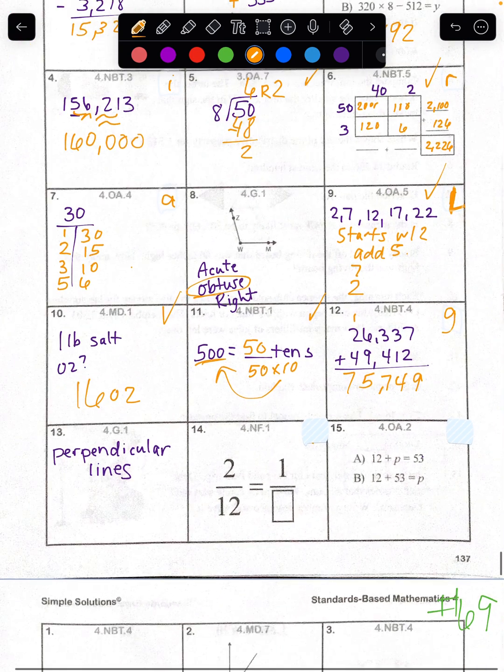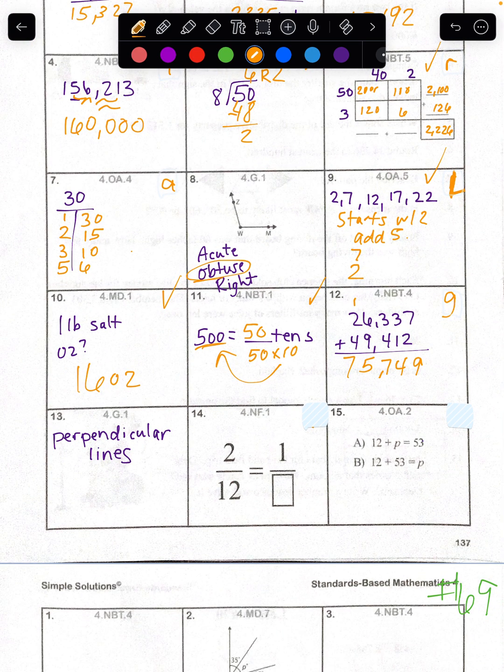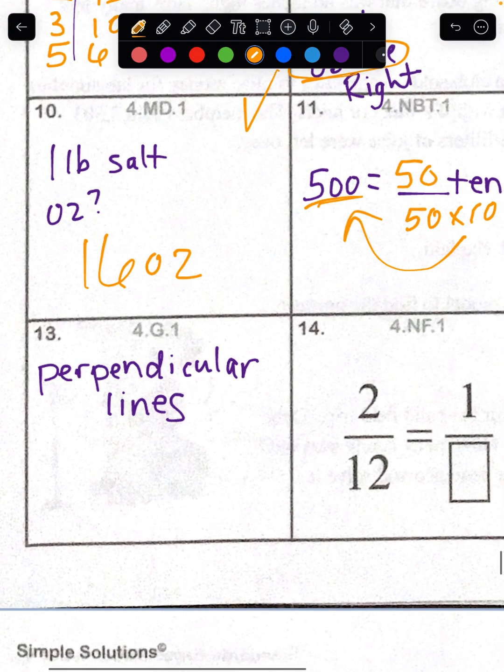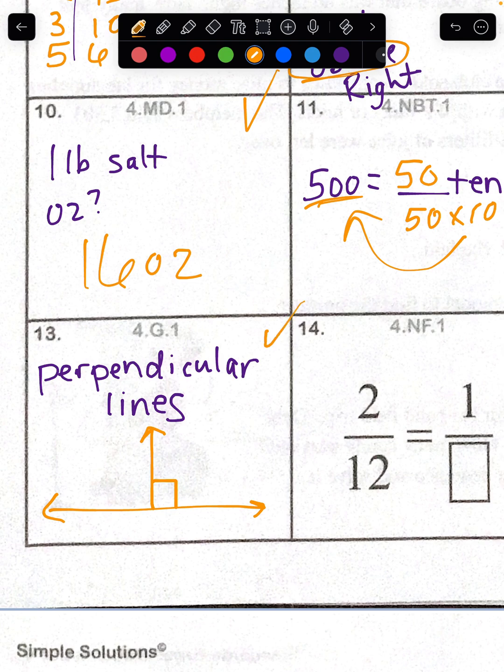All right, 13. You have to draw a pair of perpendicular lines. Now, perpendicular lines are lines that form 90-degree angles. So I am simply going to start with a line. I'm going to draw a ray right up the middle, and this is my 90 degrees. If you have anything else, you can bring it to me and I'll take a look at it.